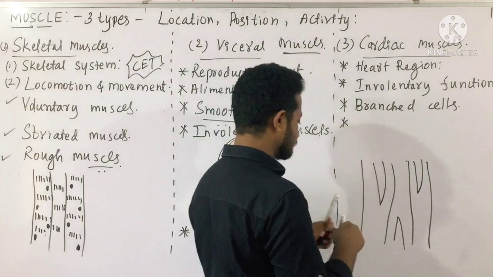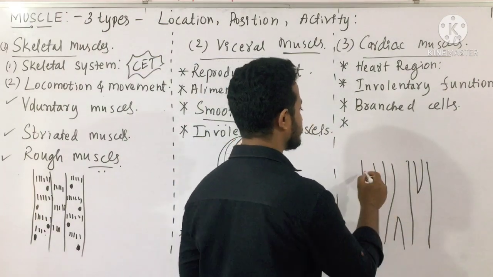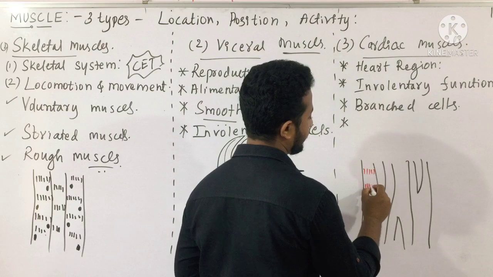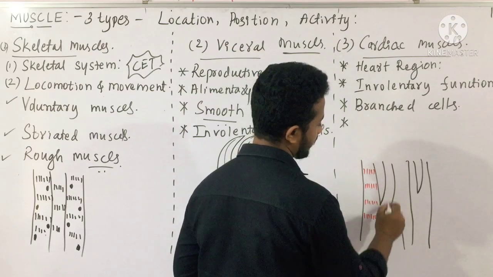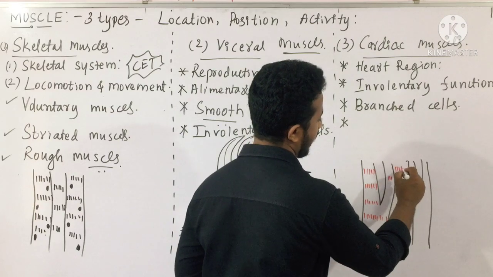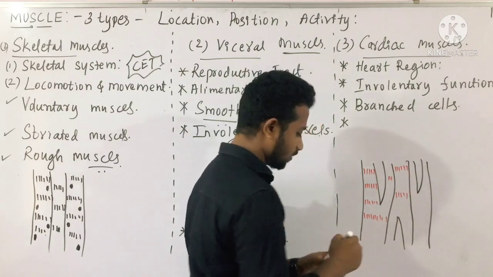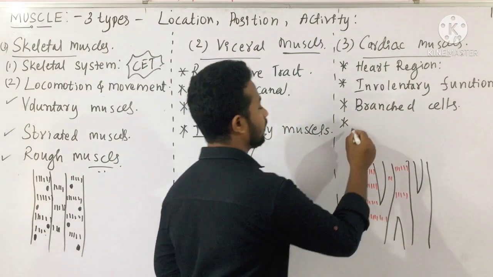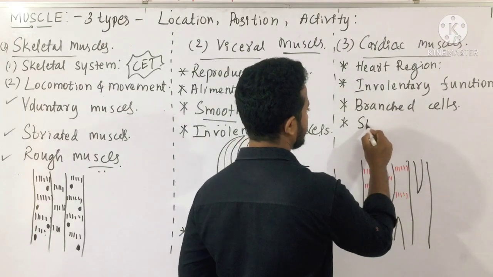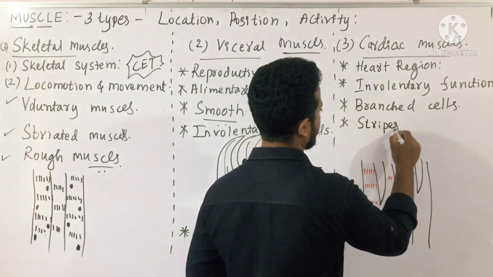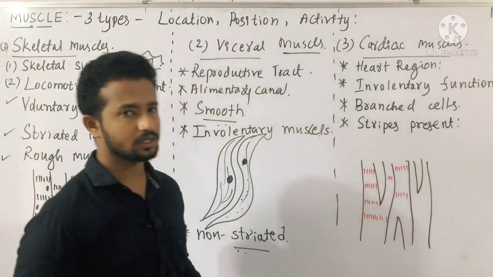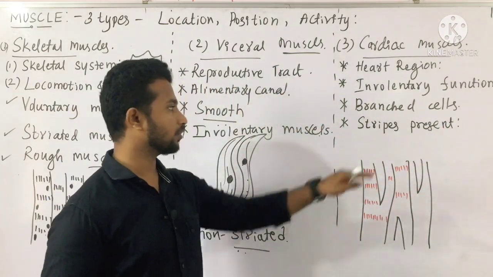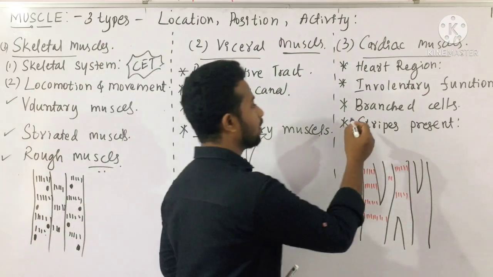Of course, on the surface of these cardiac muscles, there are alternate patches of primary and secondary protein. Due to the presence of these alternate patches of primary and secondary protein, we can consider them striated muscles. Stripes are present, primary and secondary proteins. What the structures are, I will explain in detail in the next part. Stripes are present, and they are branched.